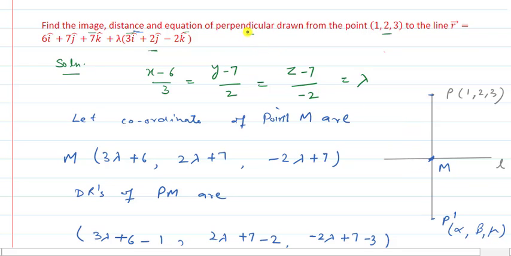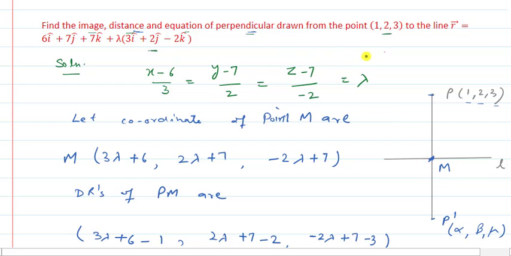Next, we need to find out the equation of the perpendicular. Now, to find out the equation of the perpendicular, I hope you can understand very easily that this will be the equation of the line passing through two given points. So, the passing point we can take 1, 2, 3 and the other passing point is M. The direction ratios we can calculate by subtraction, x2 minus x1, y2 minus y1, z2 minus z1, then 1, 2, 3 as the passing point. So easily you can calculate the equation of PM.